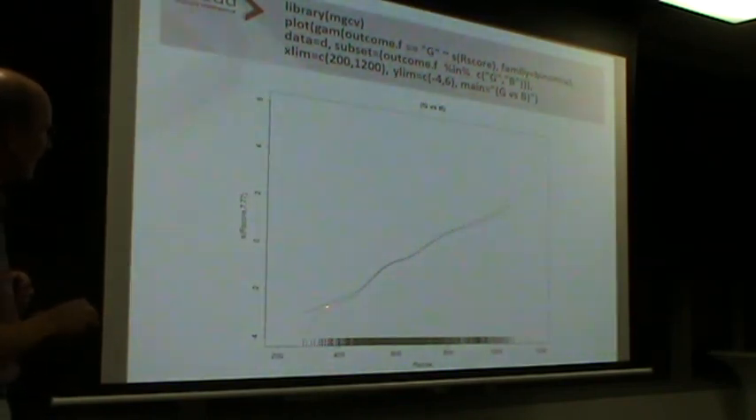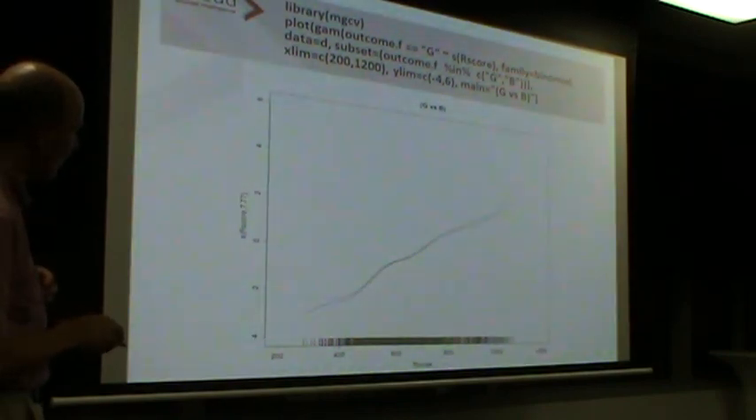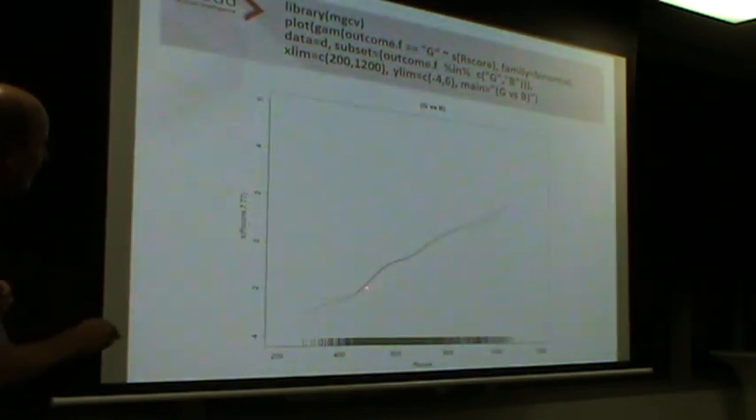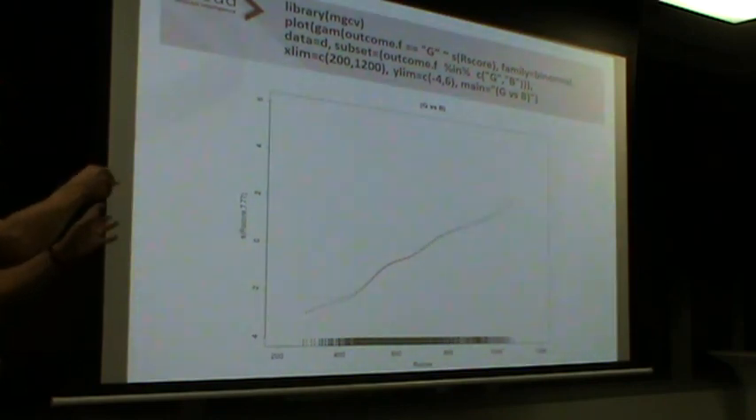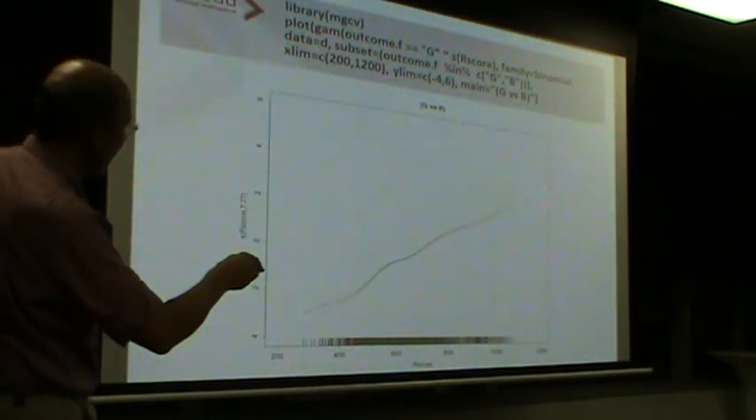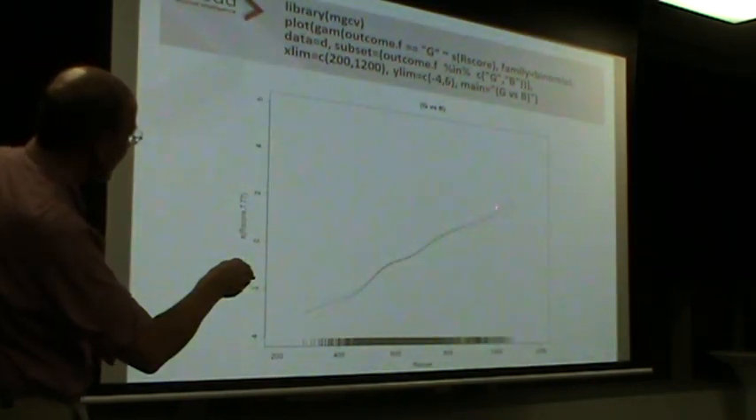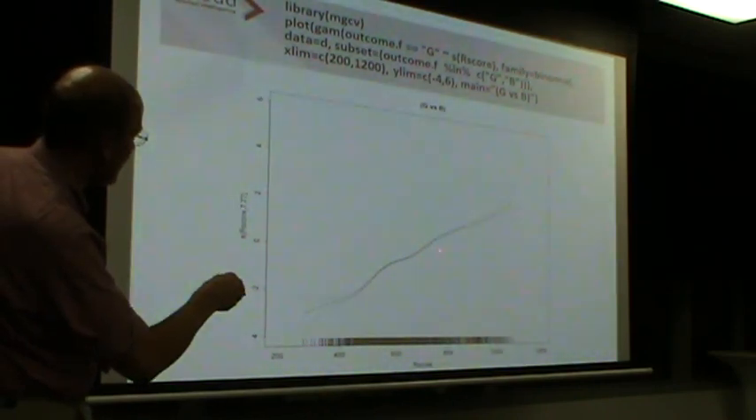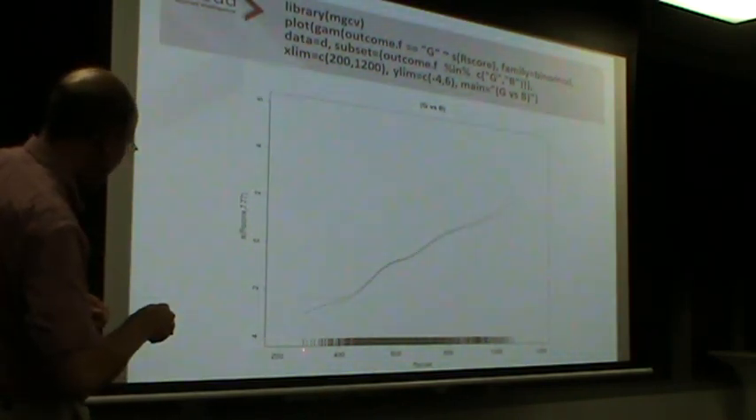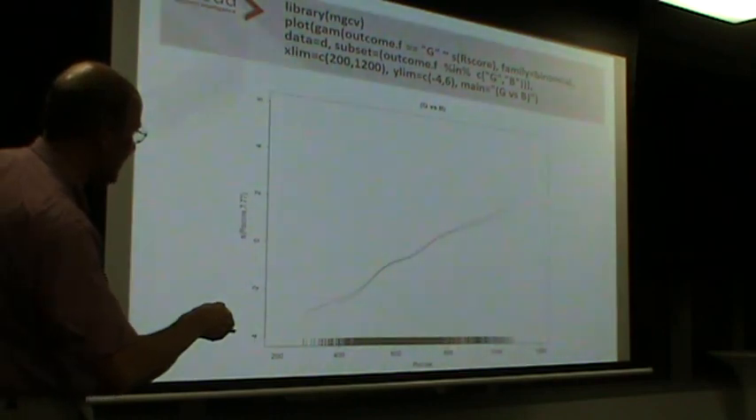We would expect that a well-developed scorecard would have a linear relationship between the score and the log odds of the outcome, and that's pretty damn good. The dashed lines, as you expect, are a confidence interval, and these tick marks down here are rug plots.